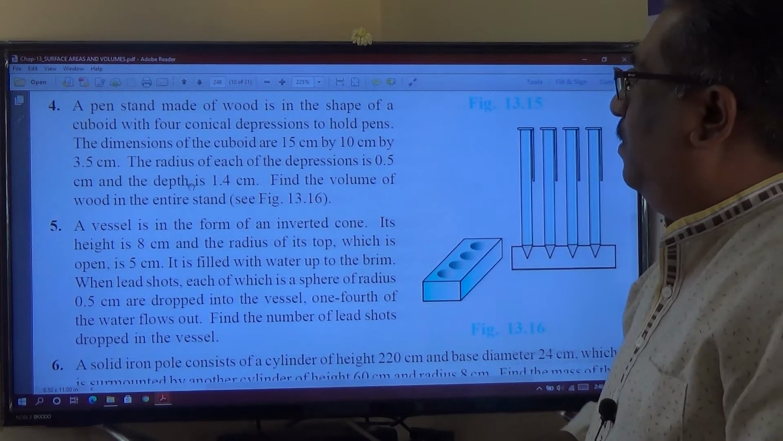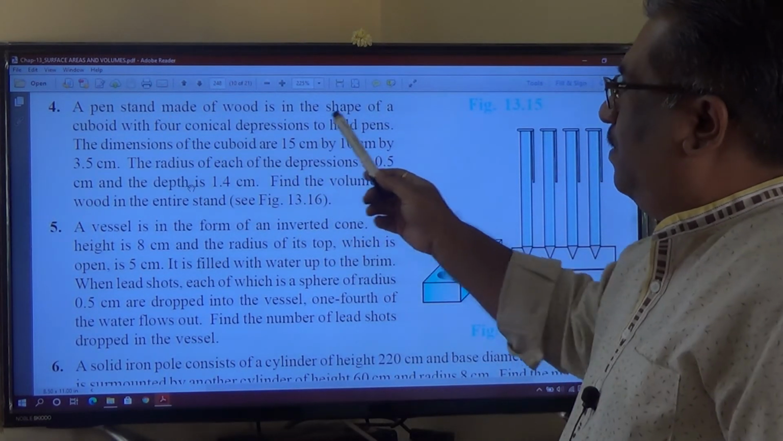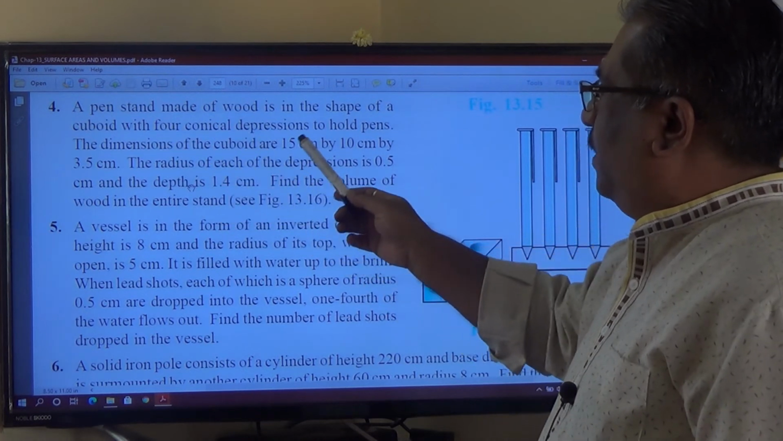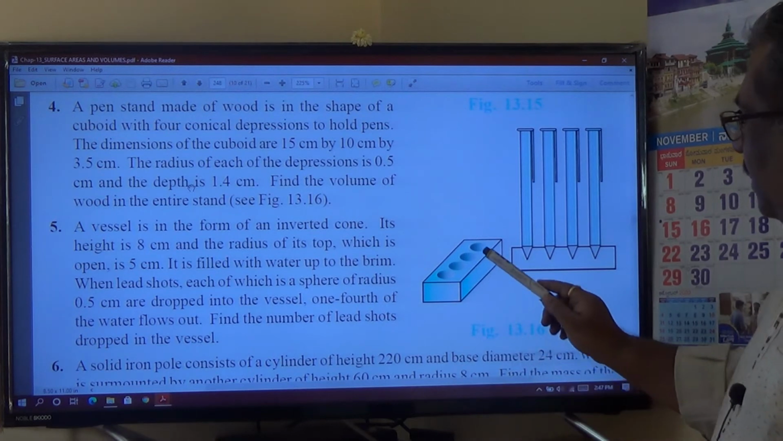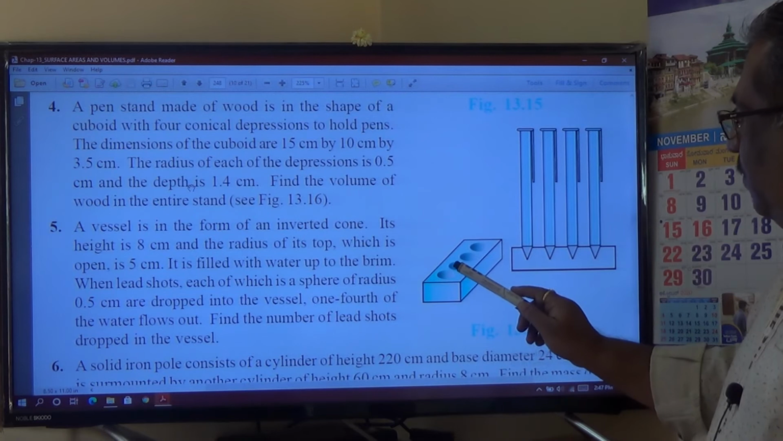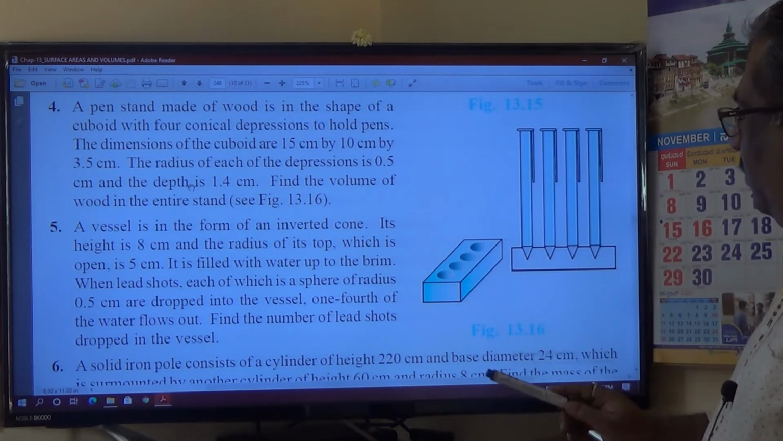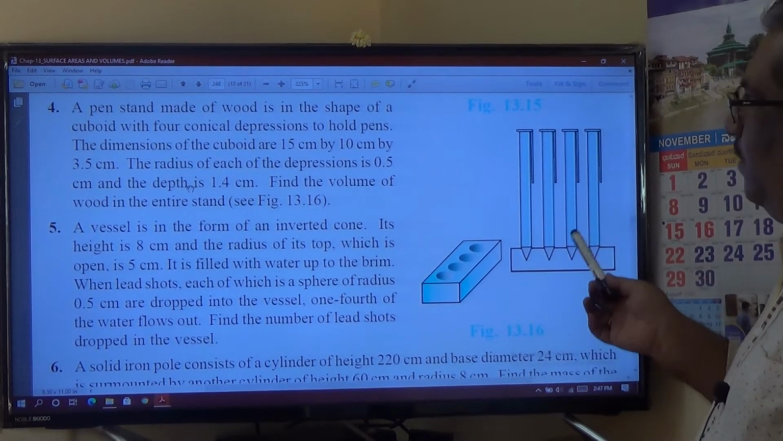Question number 4. A pen stand made of wood is in the shape of a cuboid with 4 conical depressions to hold pens. So let us have a look at this pen stand. This is how the pen stand looks like. There are 4 conical depressions in a cuboidal wood, and this is to hold the pens like this. We can keep the pens like this.